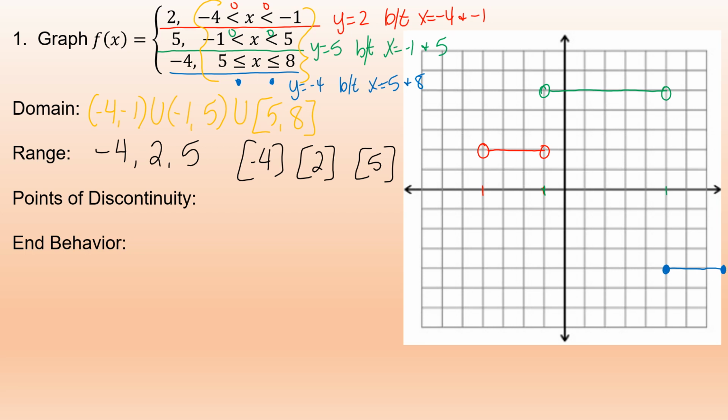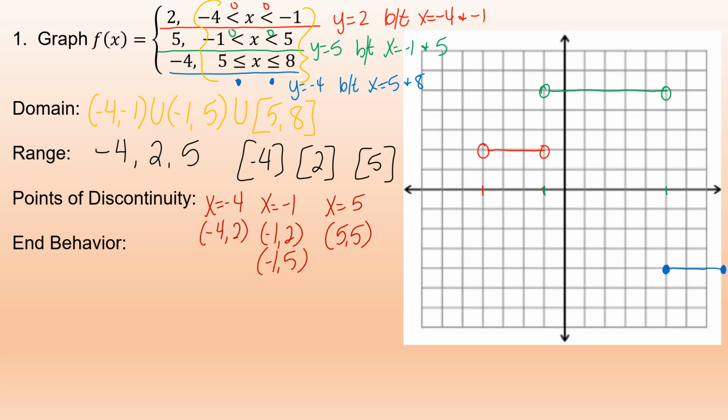All right, do we have any points of discontinuity? We sure do. We have several of them. Our points of discontinuity are at x equaling -4, which is the point (-4, 2). At x equaling -1, and that's at 2 different places, at (-1, 2) and at (-1, 5). And then we finally have a third point of discontinuity at x equaling 5, and the open circle occurs at, let's see, 1, 2, 3, 4, 5. So it's the ordered pair (5, 5).